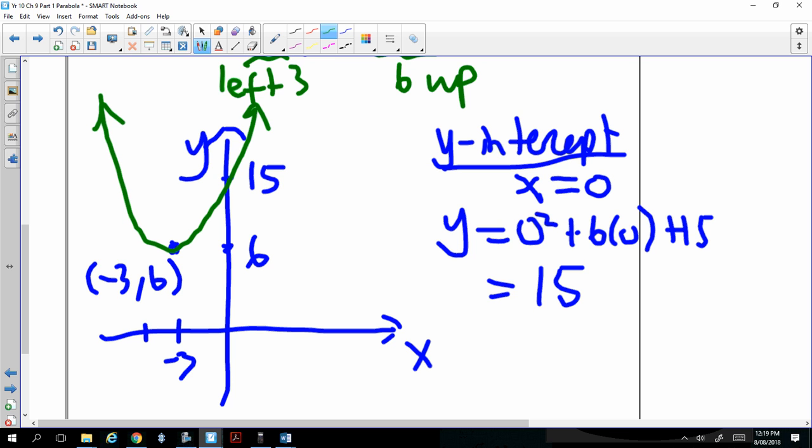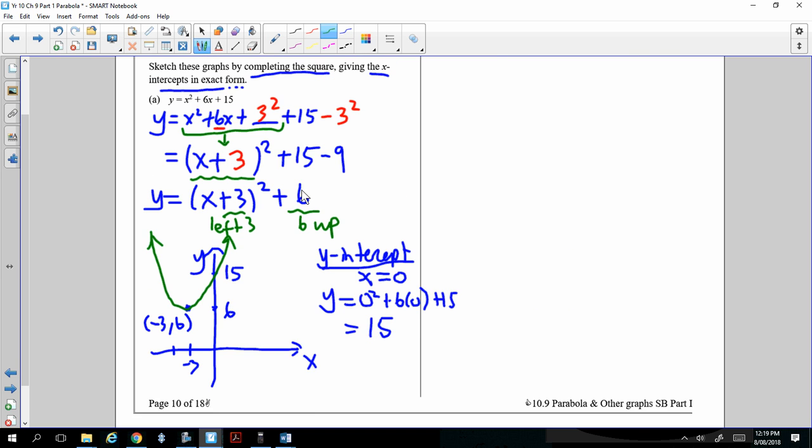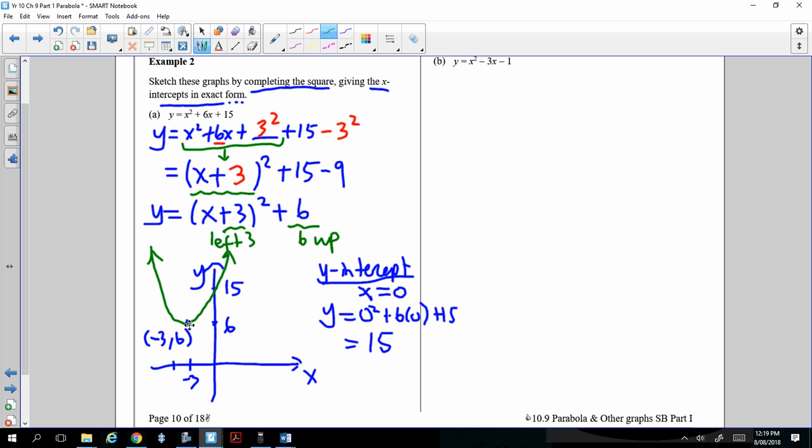Alright, so that's done. So you got the parabola, vertex, by completing the square. So we can sketch any parabola by completing the square. Then we can get the vertex straight away. Then we can get the shape. Right, try the next one.